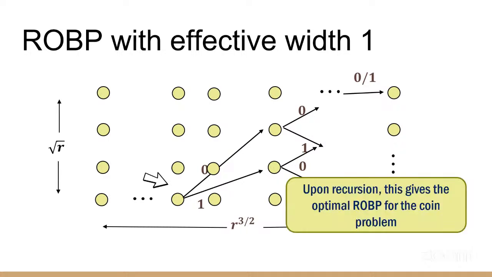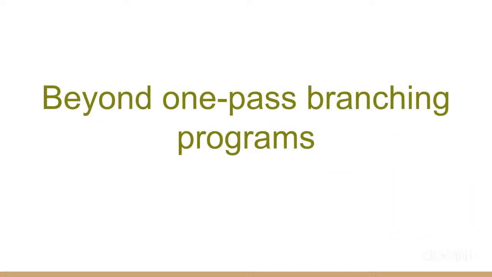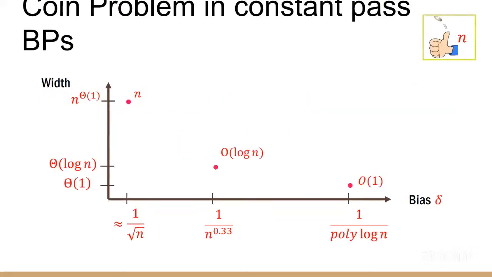Okay. So I wanted to briefly mention beyond one-pass branching programs. For the coin problem in constant-pass branching programs, the upper bound remains the same. Of course, if we can detect with one pass with an order log n width read-once branching program, then even 2-pass branching programs can detect those biases. But now the question is, can you do better?